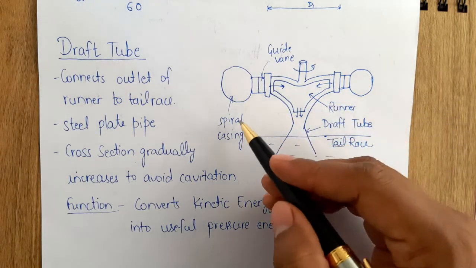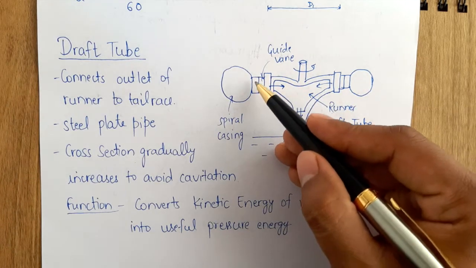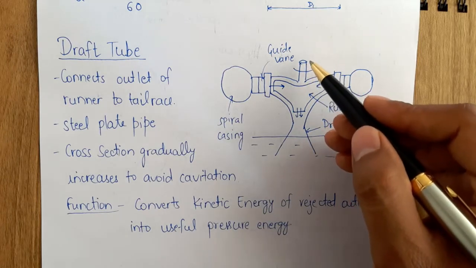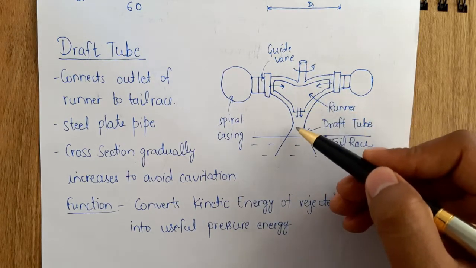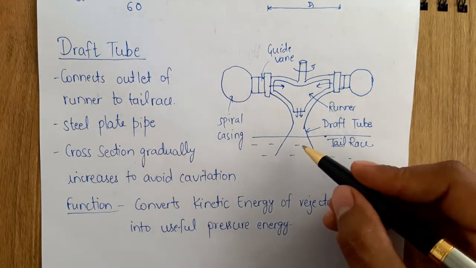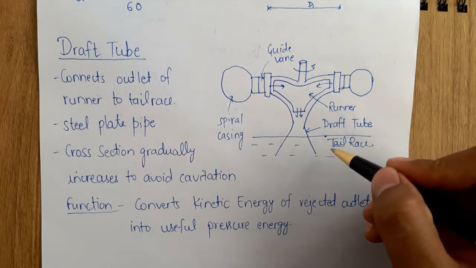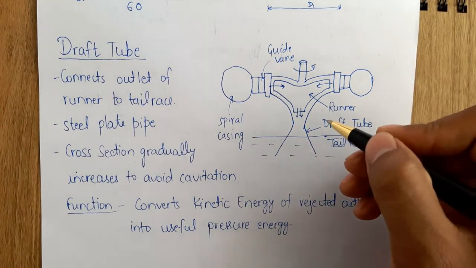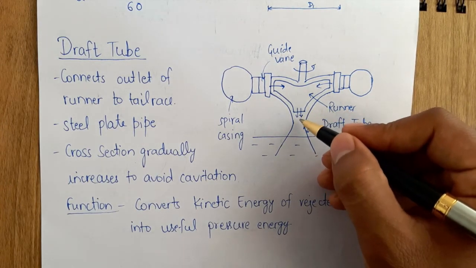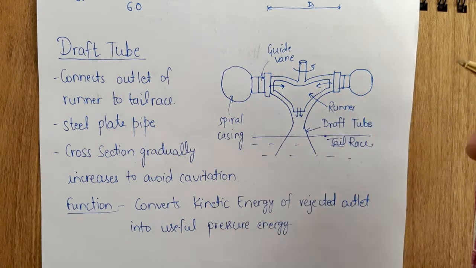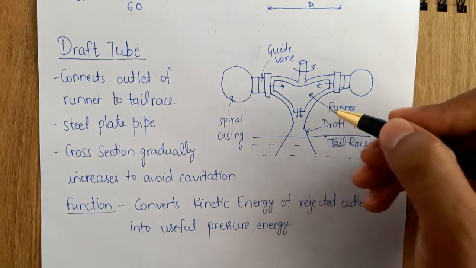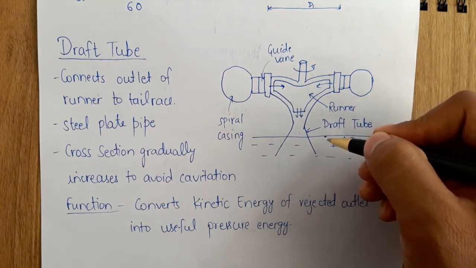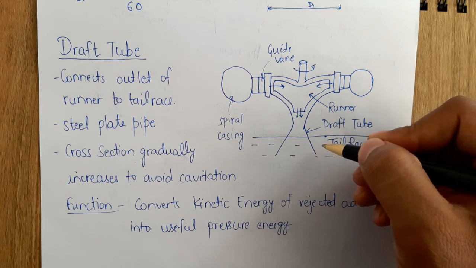You can see here that through the spiral casing, water reaches the runner vane through the guide vane. This runner vane is rotated, so this shaft is also rotated, and the water will come out like this through the draft tube, and it will reach the tail race level. At the tail race level we have atmospheric pressure, so the pressure has to reach atmospheric pressure. So the kinetic energy possessed by this water after coming off the runner is converted into pressure energy, and this will reach a pressure energy equal to atmospheric pressure.